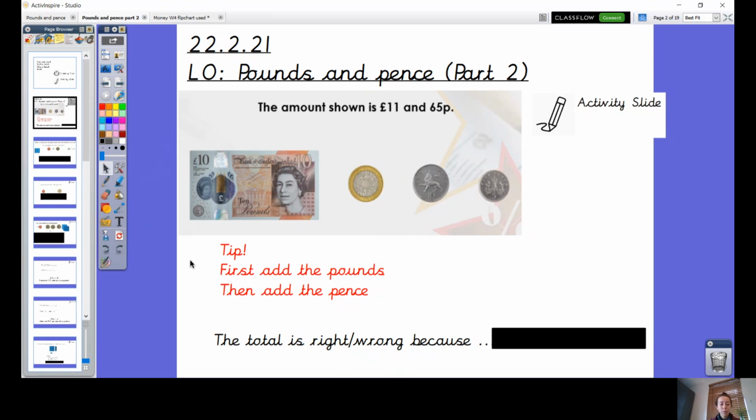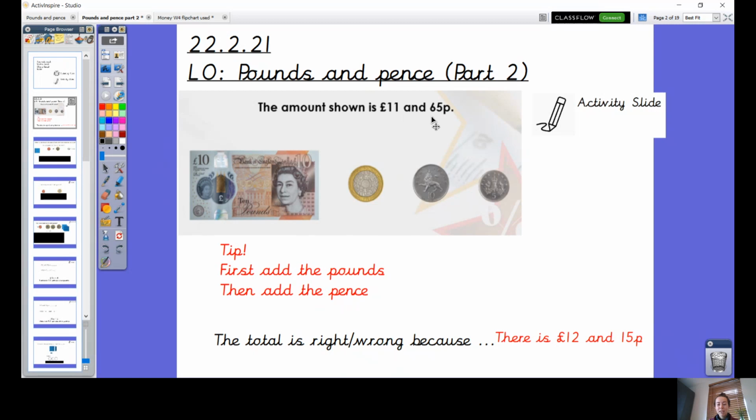So let's look at the pounds first here. I can see we've got a £10 note and we've got a pound coin. And if I look closely, this pound coin is actually a £2 coin. So if I add the pounds first, I have got £12, haven't I? Then add the pence. Well, I've got a 10p coin and a 5p coin. 10 add 5 is 15. I've got £12 and 15 pence.